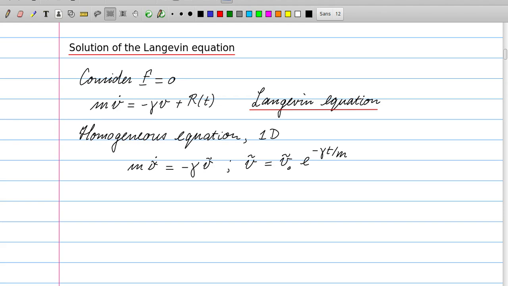The Langevin equation is a differential equation in v, and it's a homogeneous equation for one dimension, and therefore we can first try to solve the homogeneous solution. So we take r equal to 0, and then we are left with this equation, and that gives us the homogeneous solution. v wiggle is v wiggle 0 times e to the power minus gamma t over m. So this is the homogeneous solution.